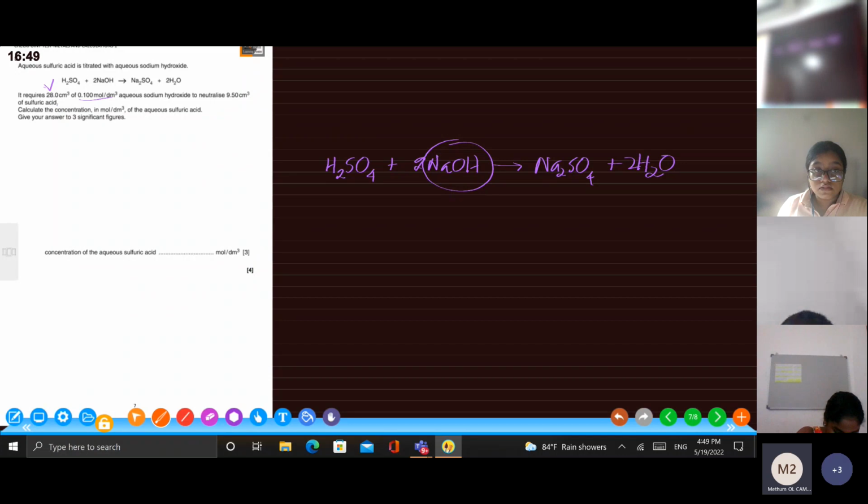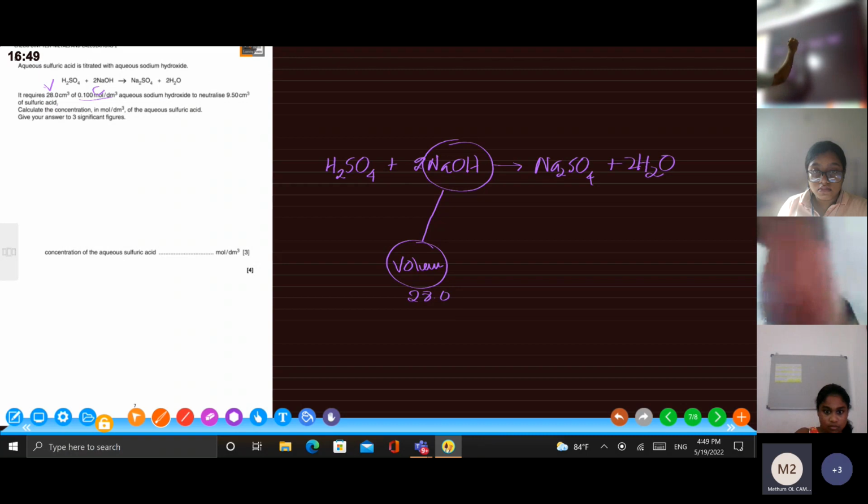Then the 0.1 given, what is that? That's concentration. So you know these two. So moles we don't know, they have given volume. So you write volume is known. When I write this big, you can read. Okay. So then the volume here is 28 and we don't know moles. So you can understand we have to apply what? n equals CV. Make a calculation mind map.